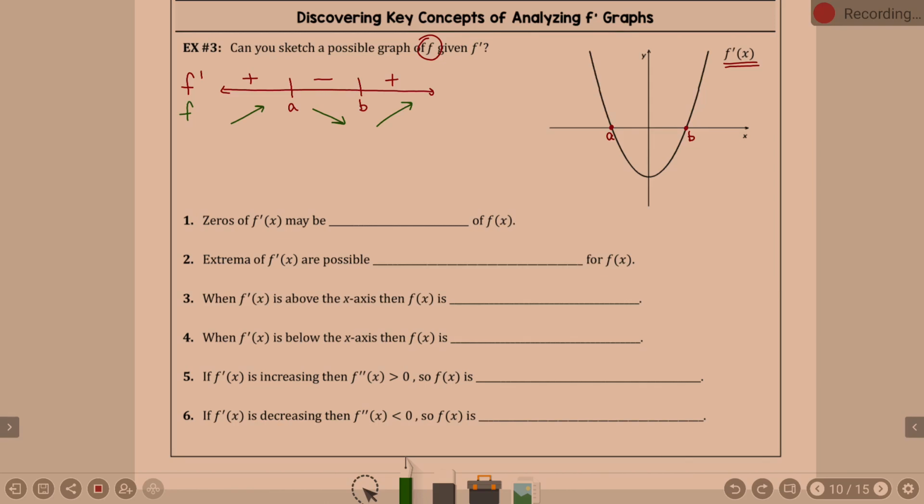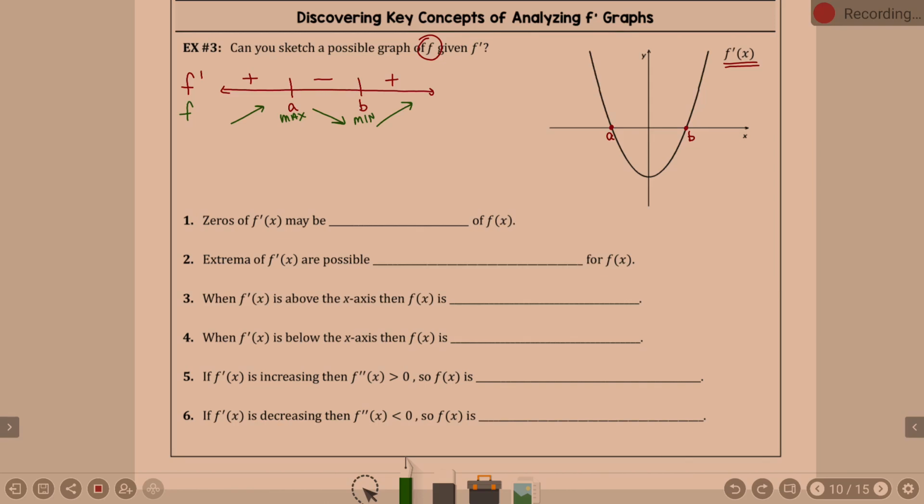What's going to be happening at A? Max. If we go from increasing to decreasing, there's going to be a max. What's going to be happening at B? Because you're going from decreasing to increasing, there's going to be a min. So my graph's going to go up, down, up. Now, in all honesty, you can pretty much draw the graph there.